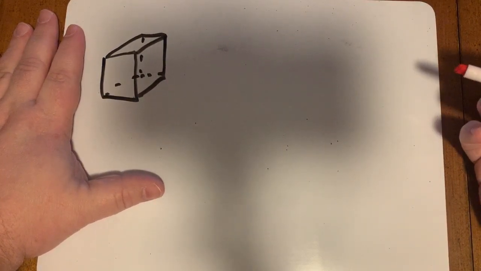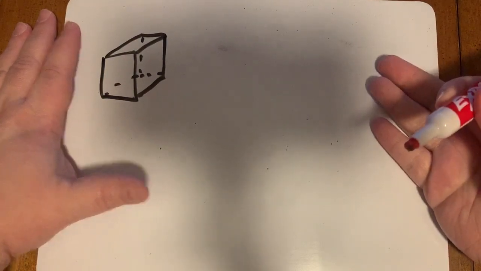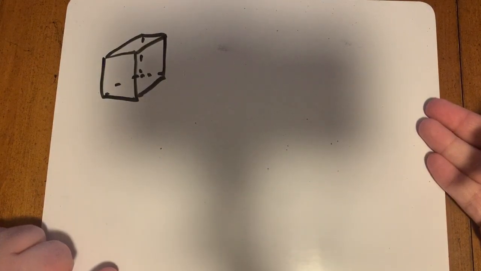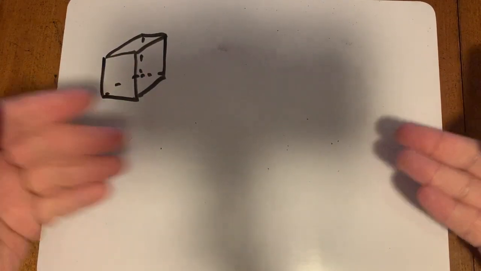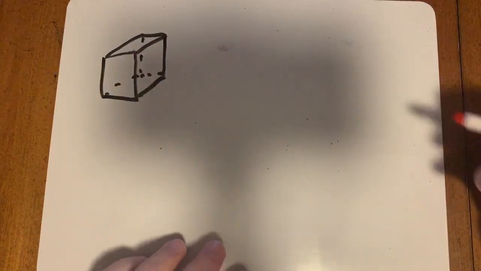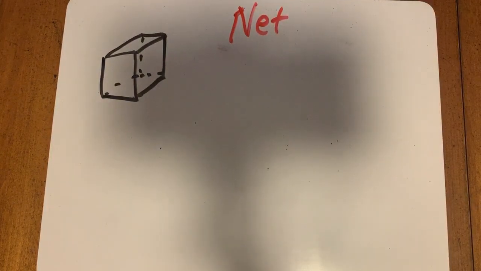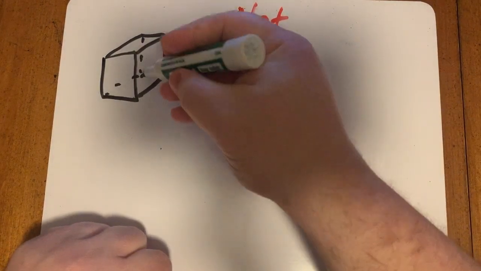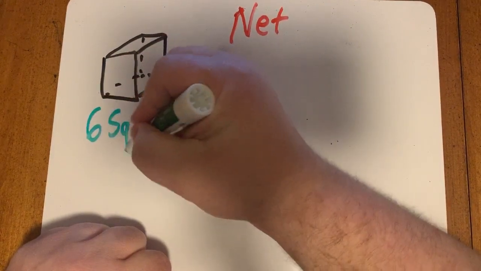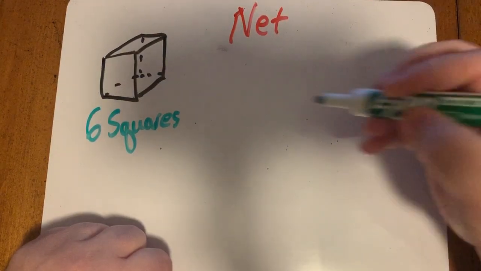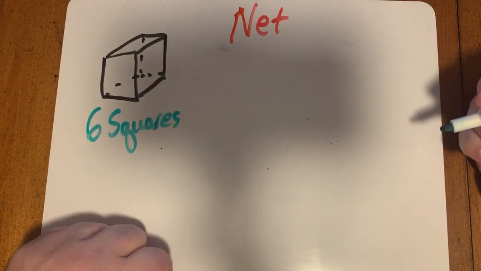Another way to represent a cube on a 2-dimensional plane is to lay out all of the faces on the 2D plane. So it's like cutting apart that cube and laying it out so we can fold it up. Doing that is called a net. A net is a 2-dimensional representation of all the faces in a 3-dimensional figure. So this one it's 6 squares. 6 squares make up the cube, so our net is going to be 6 squares.